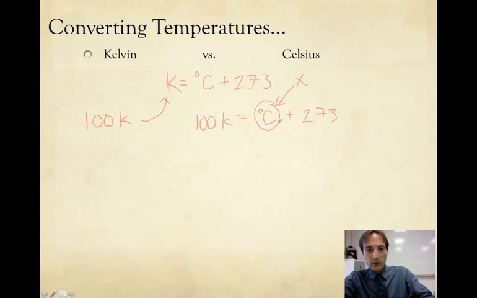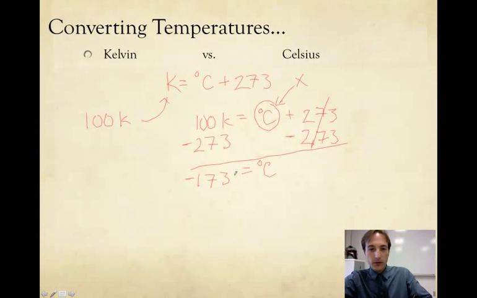Now when you do that, you want to get x, or degrees Celsius, by itself. So we're going to subtract 273 from this side. If we do it on the right, we have to do it on the left. So we subtract 273 on this side, right? Figure that out. You're going to end up with 100 minus 273 is going to give us negative 173 equals degrees Celsius. And this cancels out, right? Because 273 minus 273 is going to give us 0. And we have our answer. So 100 Kelvin is equal to negative 173 degrees Celsius.